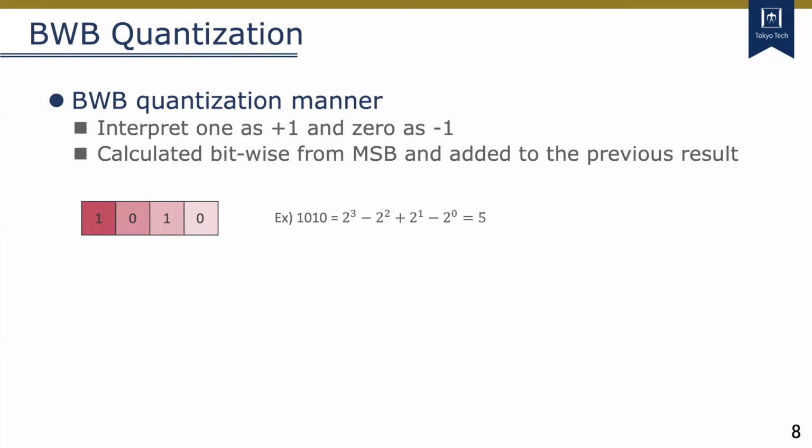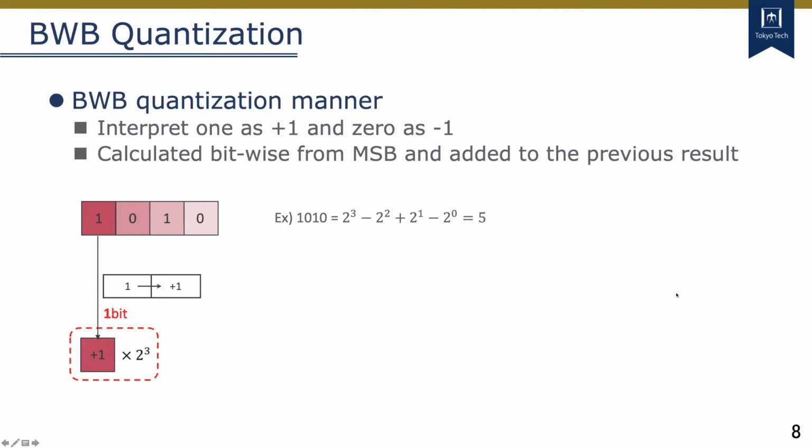Next, I will explain BWB quantization. BWB quantization allows for a progressive numeric representation with one network weight. BWB quantization interprets 1 as plus 1 and 0 as minus 1. And BWB quantization is calculated bitwise from the MSB and added to the previous result. Here, we consider the 4-bit value 1010.